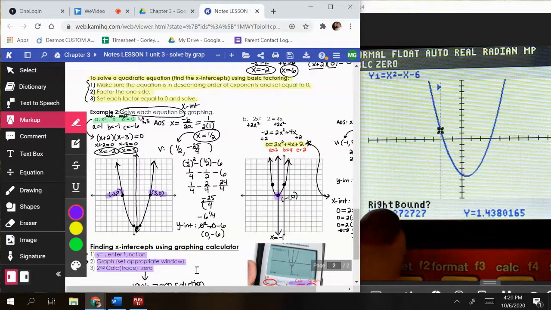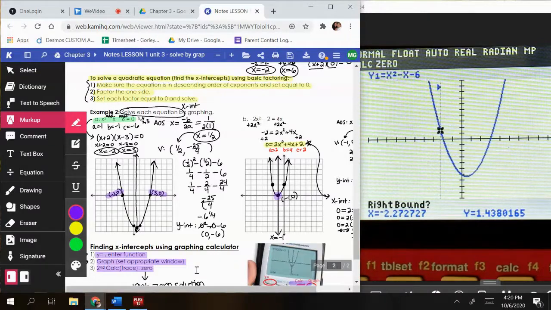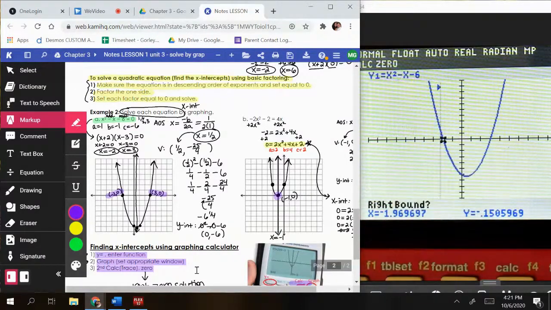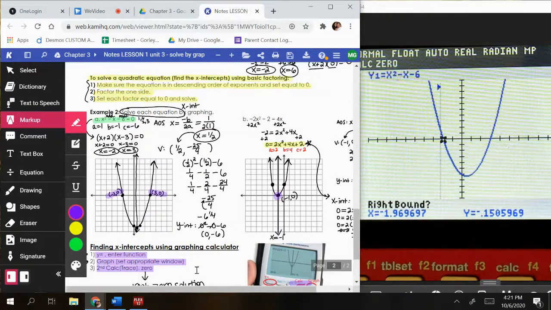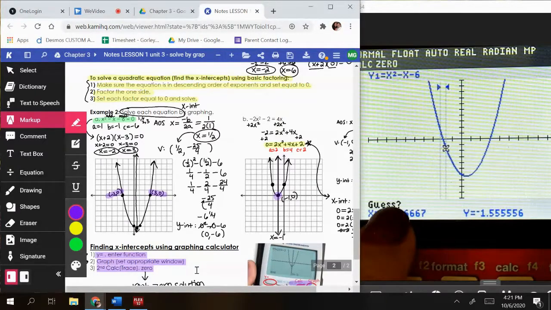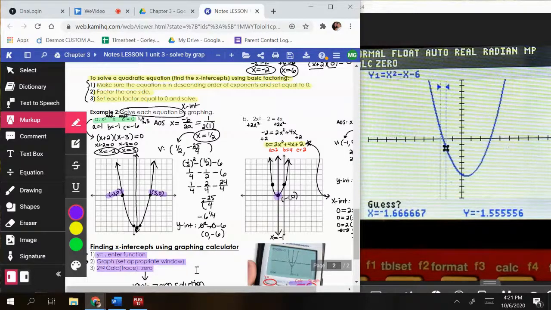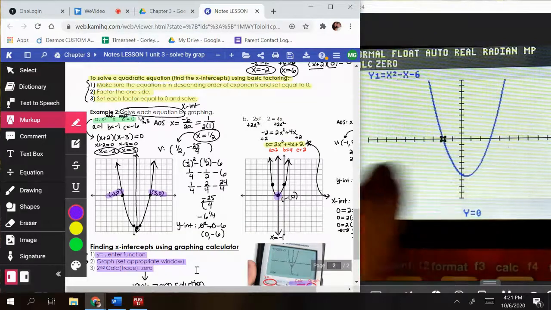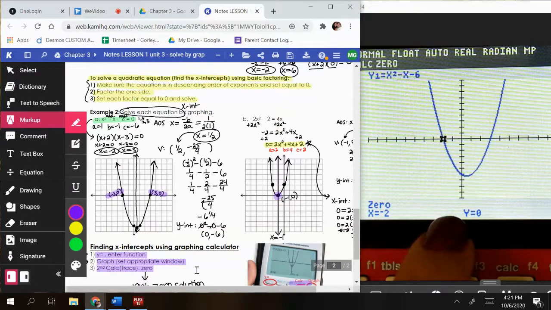Now it's asking for you to be a little bit to the right of the zero. So I'm going to put my cursor just back on the zero, and now I want to go a little bit to the right of it. So I'm going to press the right arrow a couple times. Then I'll press enter. Now it wants to know if you want it to guess the zero, and you press enter to say yes. And there we go. We have a zero at -2, 0. See how it gives it to you right down here?